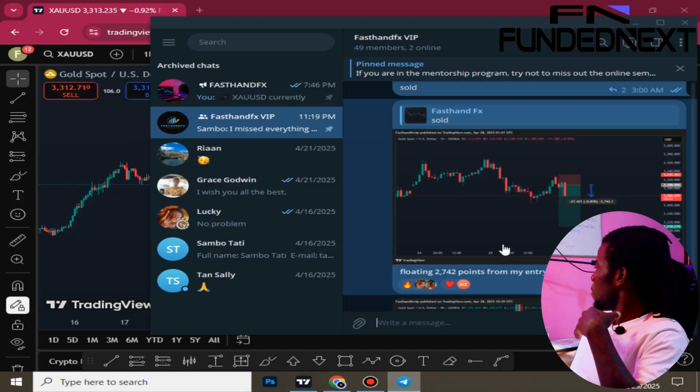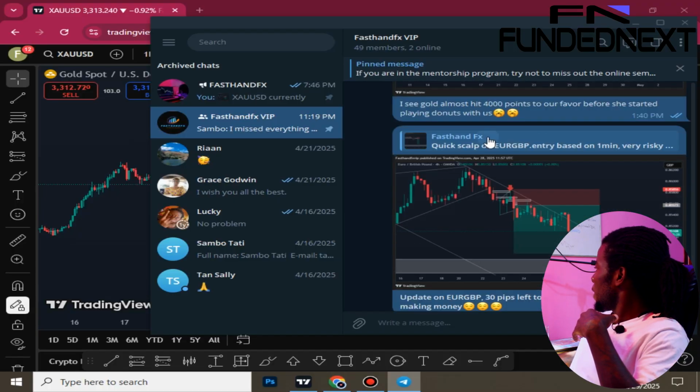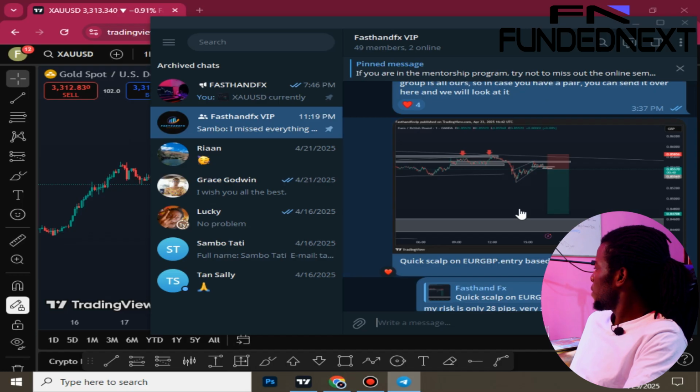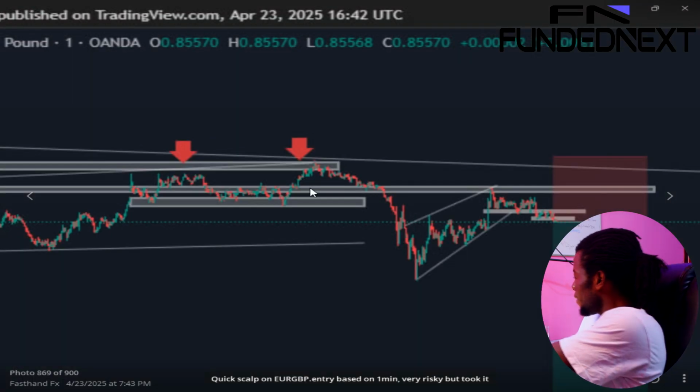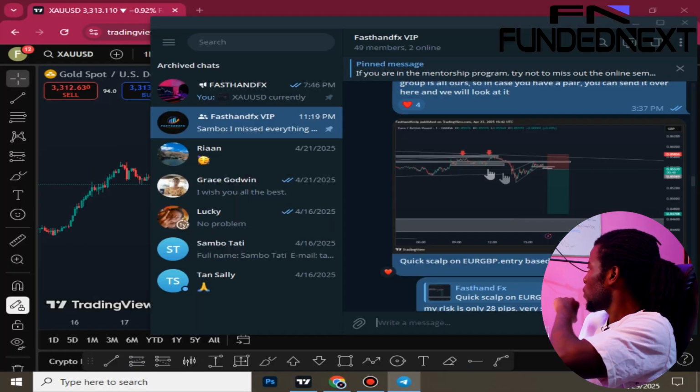Real quick, let me delete everything and take it back to Euro GBP. Before that, let me show you Euro GBP from before, when she was playing out, when I was giving out that signal right here. I'll help you guys to zoom in. That was on April 23rd, when I was taking that entry based on the 1 minute.